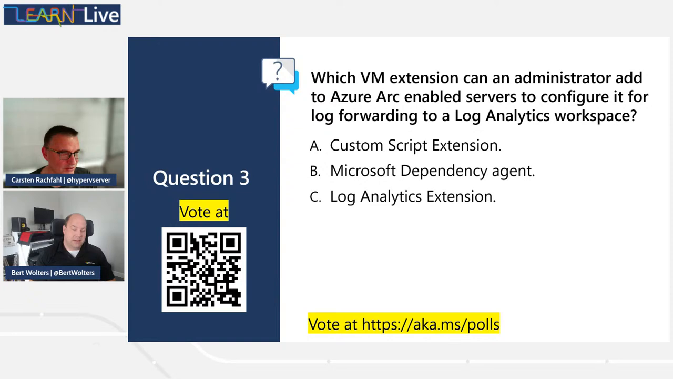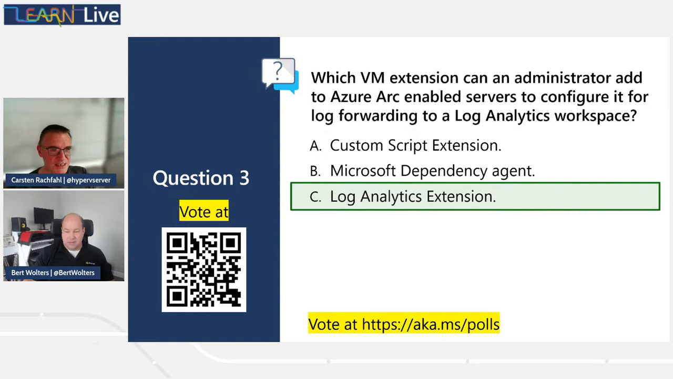So maybe, if you don't know, you look for some similarities. And I hope I didn't do it wrong, but I think the right answer is C. So the log analytics extension, you can roll that out to your machine. You can deploy it through the Arc agent, and then it will add your server to log analytics.